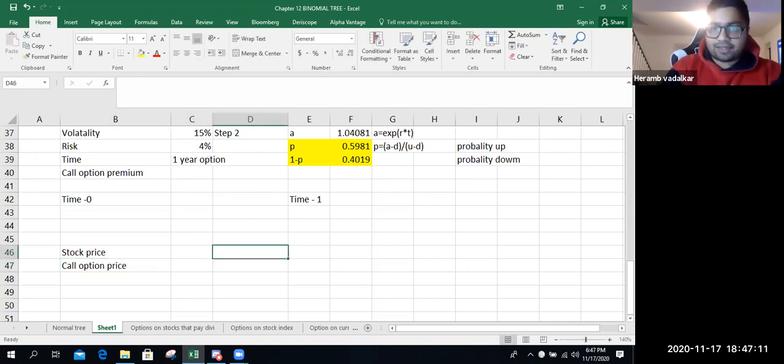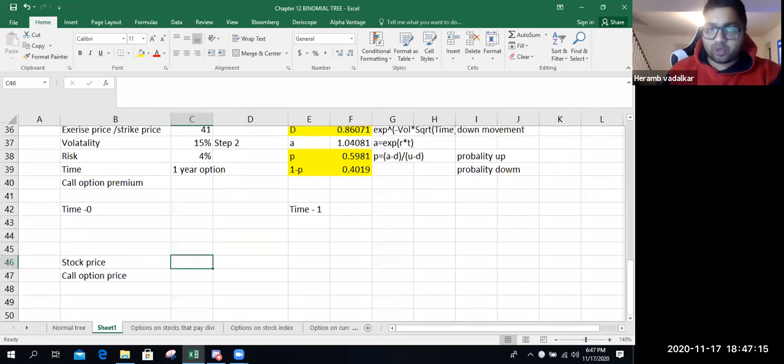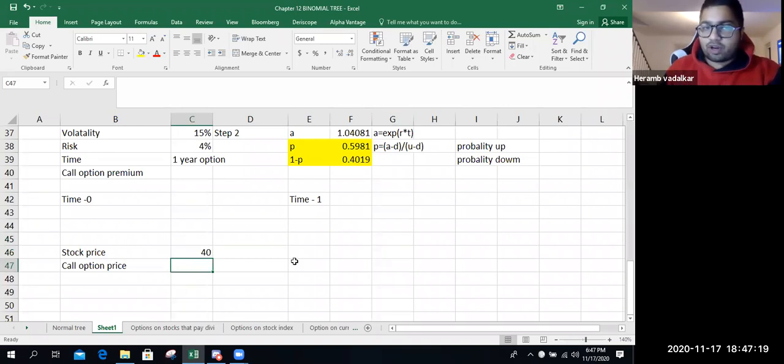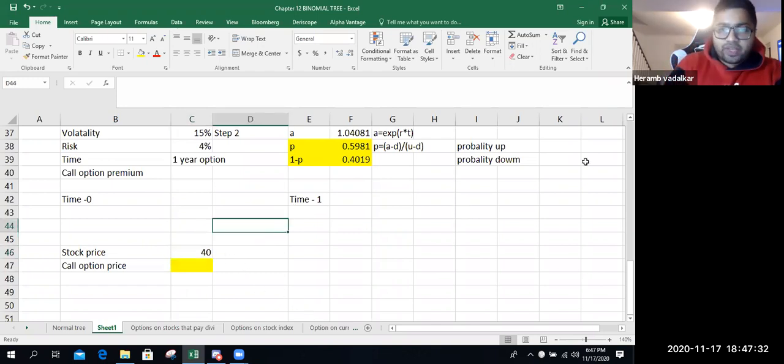Okay. At time 1, so let's put down things that we know first. Stock price is 40. Call option price we have to calculate. So I'm going to highlight it. So at time 0, at the start of it, stock was at 40 bucks. Now stock can go up or it can go down. So we know certain things.